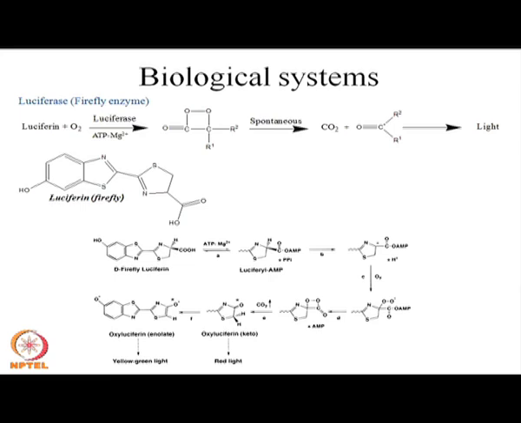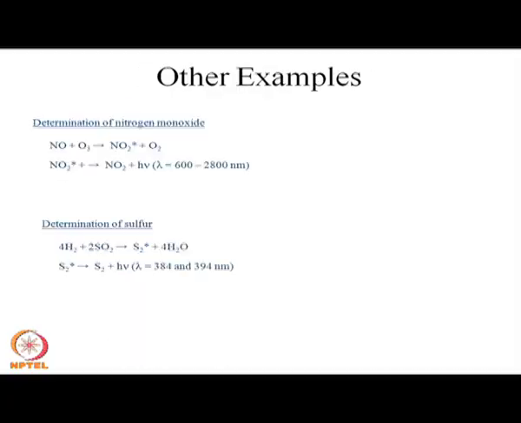biochemiluminescence. Okay. So, the idea is that the process needs to generate some electronically excited species, and that will undergo de-excitation, and at the same time it is giving rise to some radiation, means while coming back to the ground state it is giving off light. Okay. So, this is an important biological process.